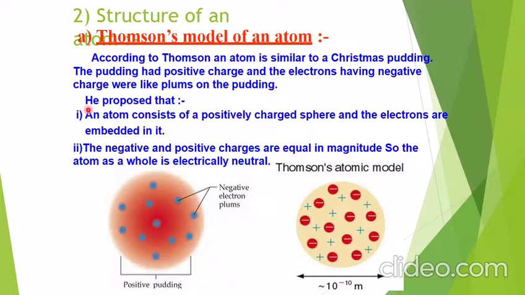So he proposed that an atom consists of a positively charged sphere and the electrons are embedded in it. This is the positive charge, red one, and these blue ones are the negative charge. The negative and positive charge are equal in magnitude, so the atom as a whole is electrically neutral. He said that as much negative charge is present, the same amount of positive charge is present. That is why the atom as a whole is electrically neutral. It is stable.